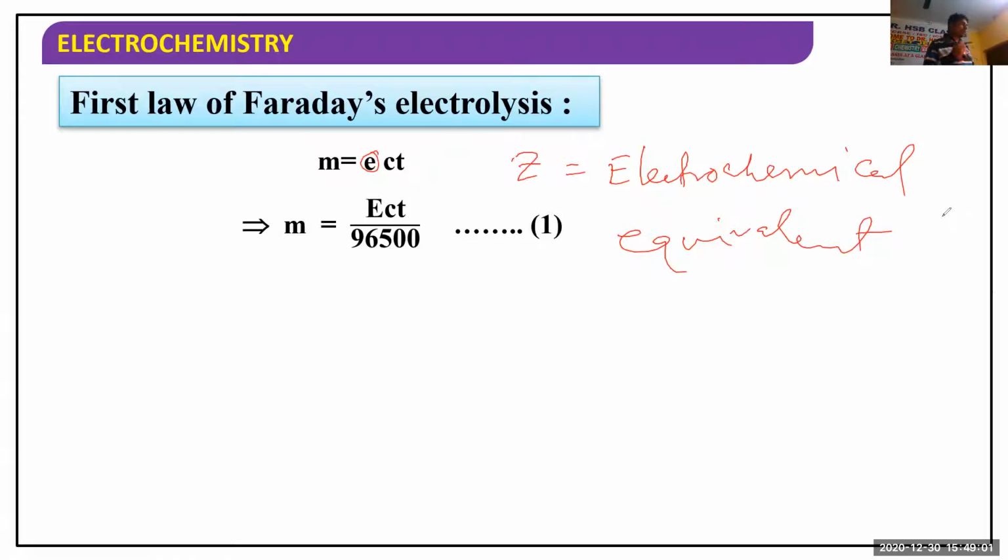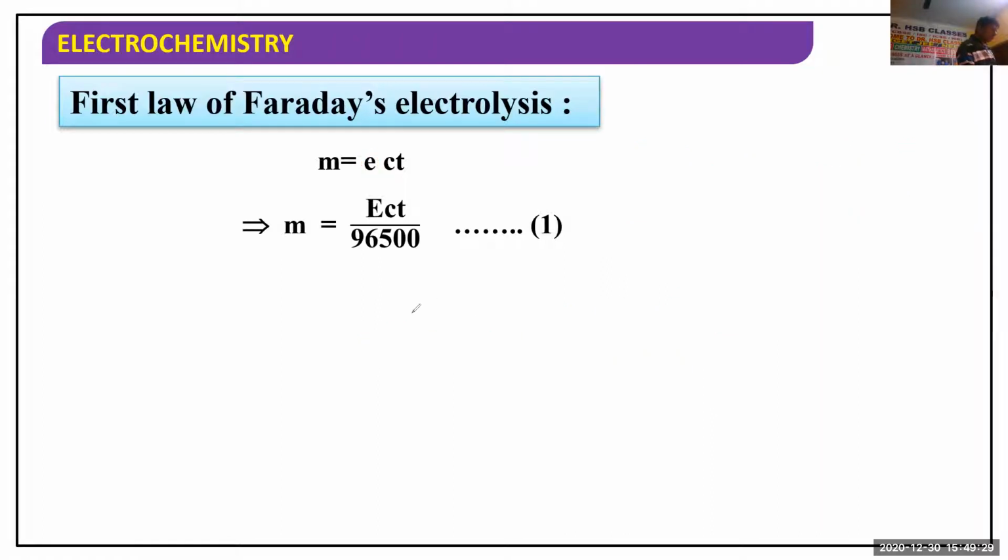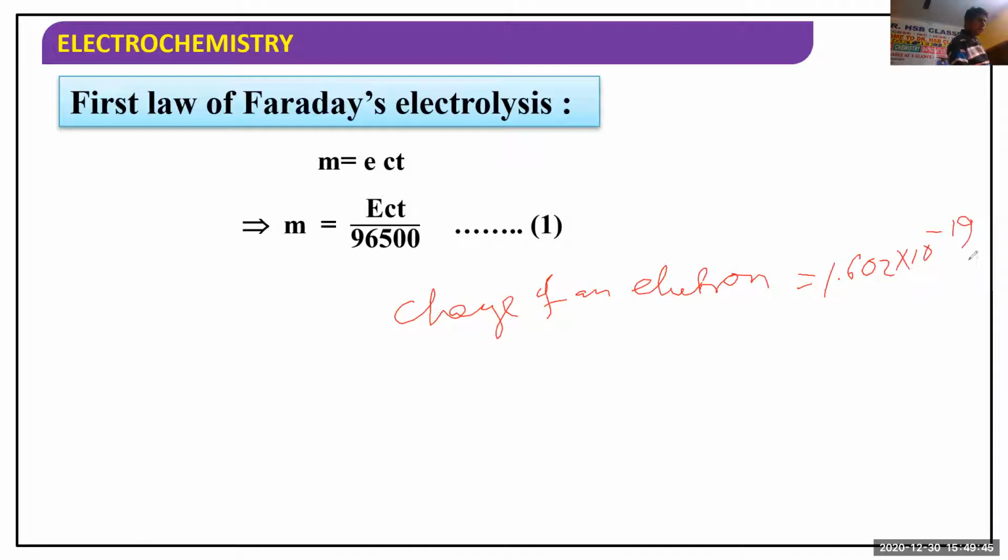And what is the electrochemical equivalent? Firstly, you know that for one electron, the charge is 1.602 into 10 to the power minus 19 coulomb. What is this? The charge of an electron equals 1.602 into 10 to the power minus 19 coulomb.